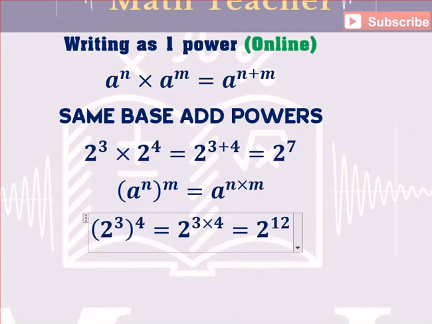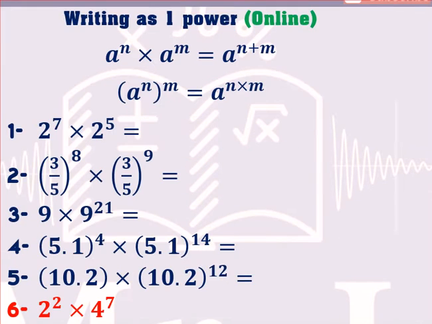So as you see guys, these two rules are very important for us to understand how I'm going to solve the next example. Now, if I start with the first example, we need to find 2^7 times 2^5. Since I have the product of two numbers having the same base but different powers, all you need to do is to add the powers. So this will give 2^(7+5), which is equal to 2^12.